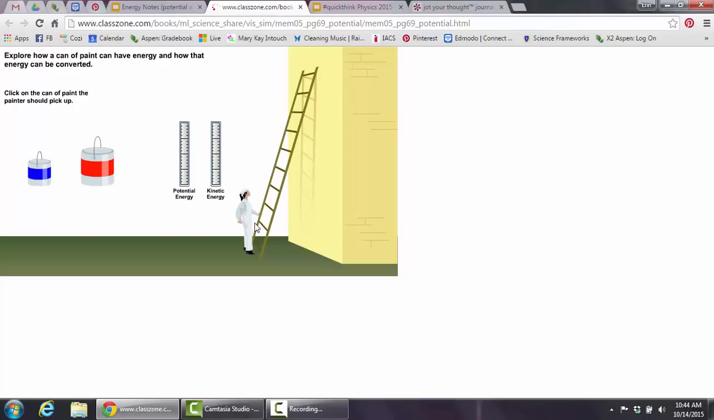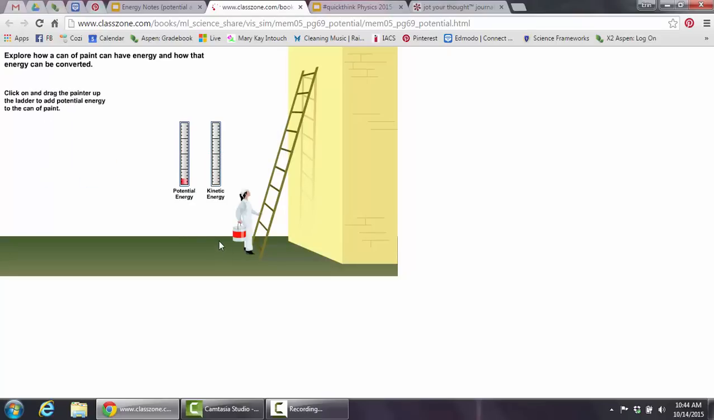If we look at the painter going up the ladder, if we click on the small paint can and have her climb the ladder, we can see that the paint can has 50% potential energy. And then as we drop the paint can, the potential energy decreases, the kinetic energy increases until it hits the ground. Now let's look at the difference that mass makes.